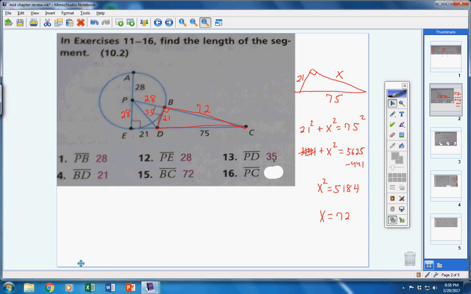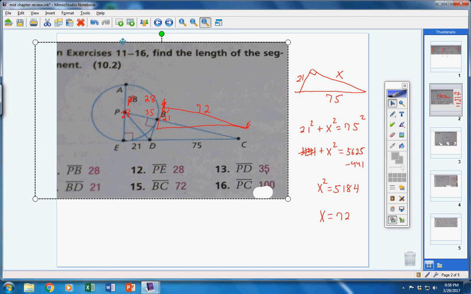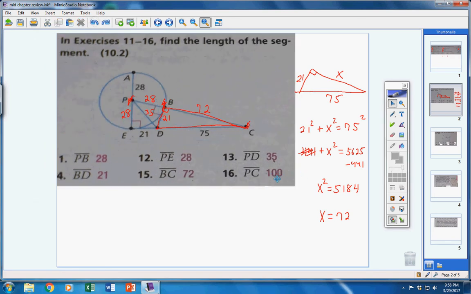And then last but not least, we're going to find the length of PC, which is right here, from P all the way down to C. Well, guys, that's a simple addition problem. From here to here is 28. From here to here is 72. Add those two together, and you will get 100. And so the length of PC is 100.